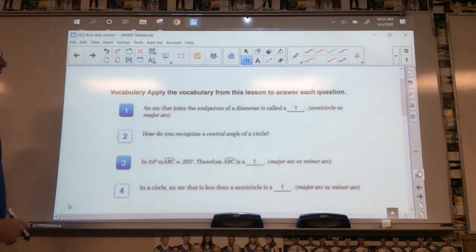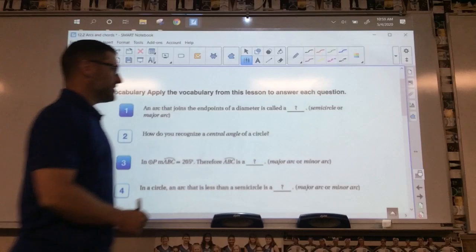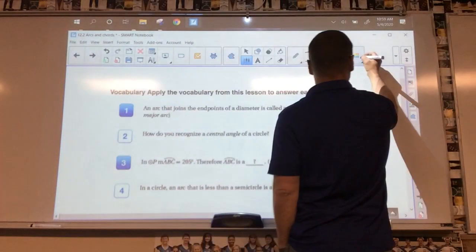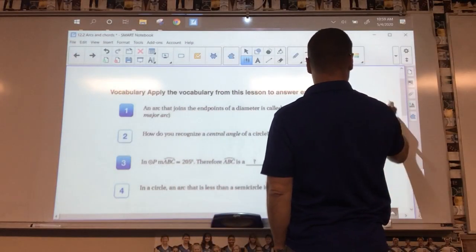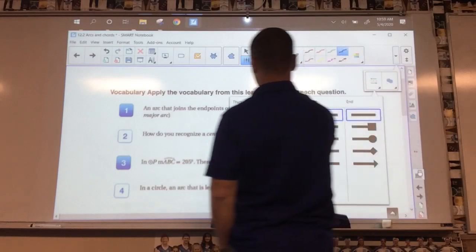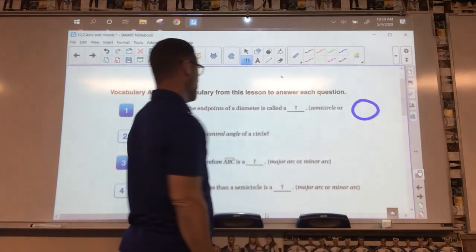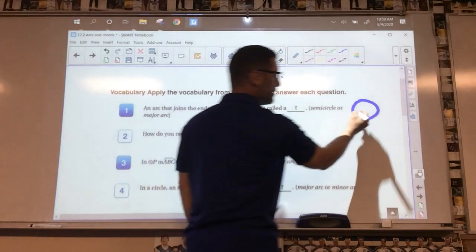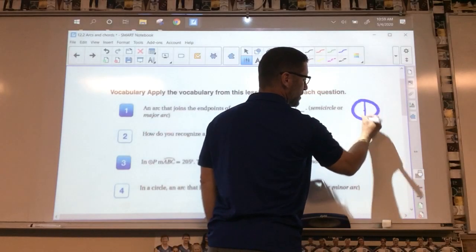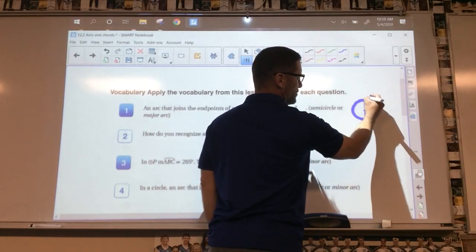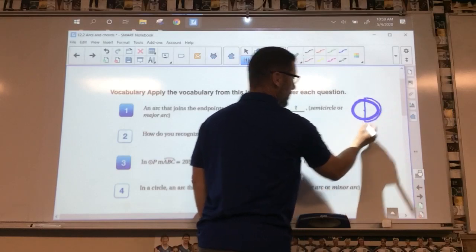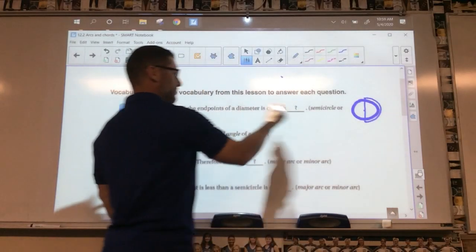An arc that joins the endpoints of a diameter is called... All right, let's do some of these. An arc that joins the endpoints of a diameter. So here's a diameter, and they're talking about the arc that joins those endpoints, from there to there. Well, that's a semicircle.